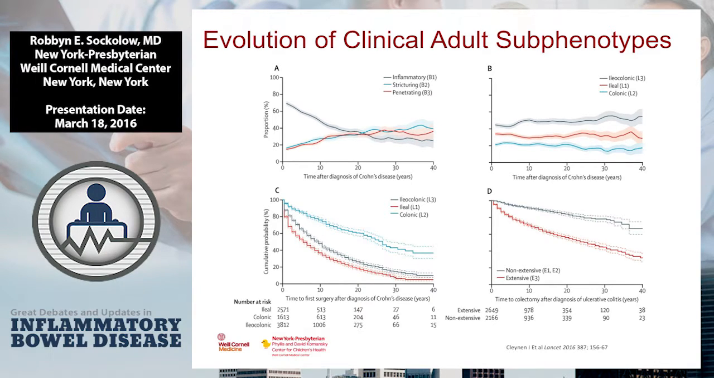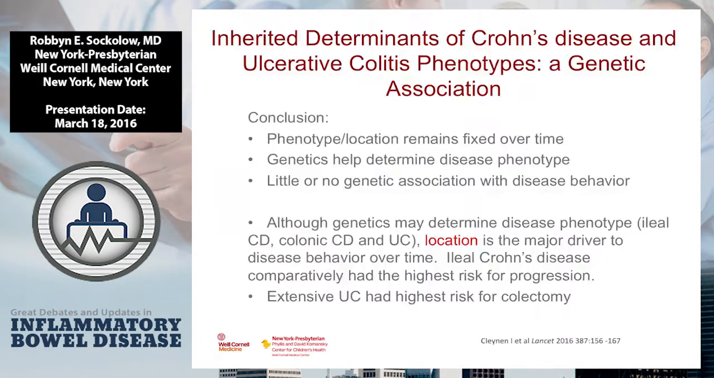But again, now looking at those patients who went on to any type of surgery, you could see that the ileal disease tended to be the worst prognosis, and that if you had extensive disease for ulcerative colitis, again, you went on to the worst prognosis. So again, phenotyping really being quite helpful and not necessarily the genetics. So the conclusion from their study was that phenotype and location remains fixed over time, again for adults. Genetics may help determine which type of phenotype you are, but that the genetic association really didn't have that much to do with disease behavior.